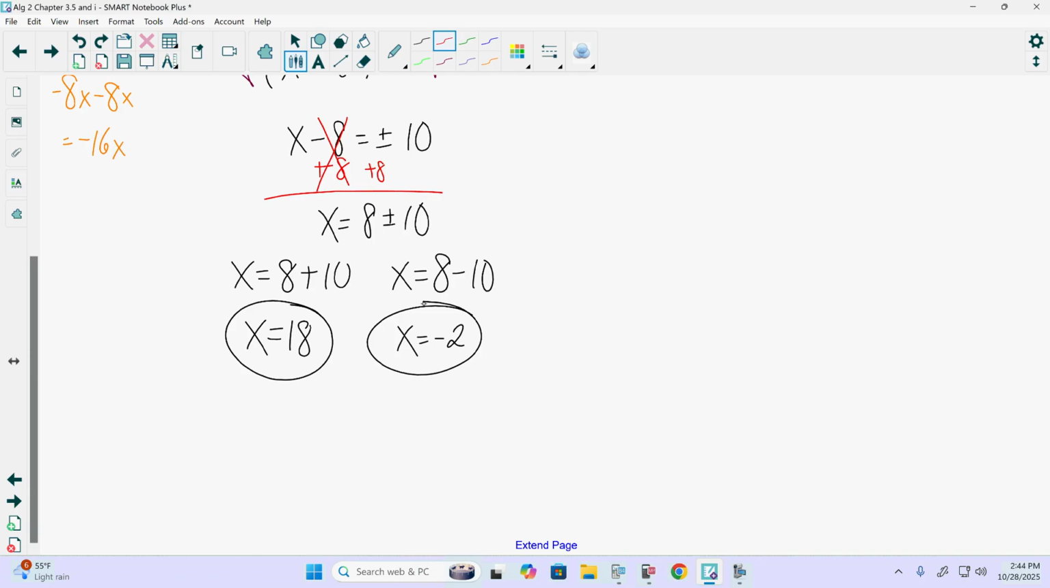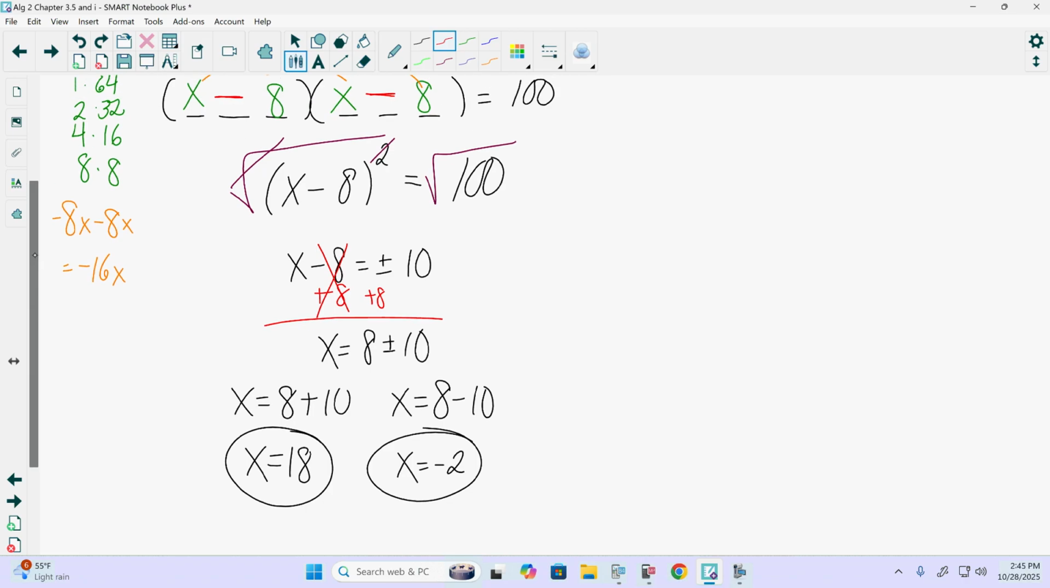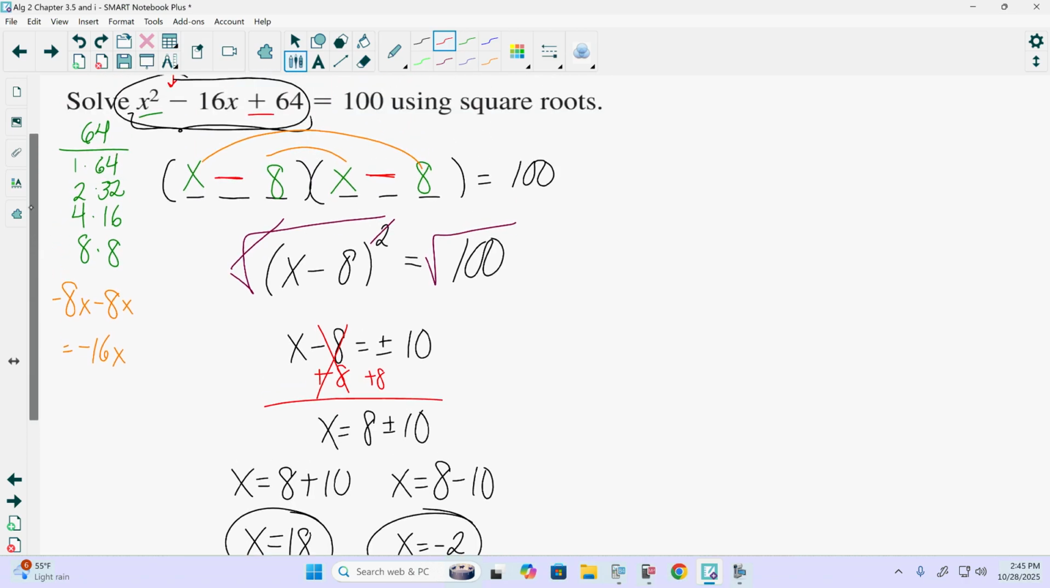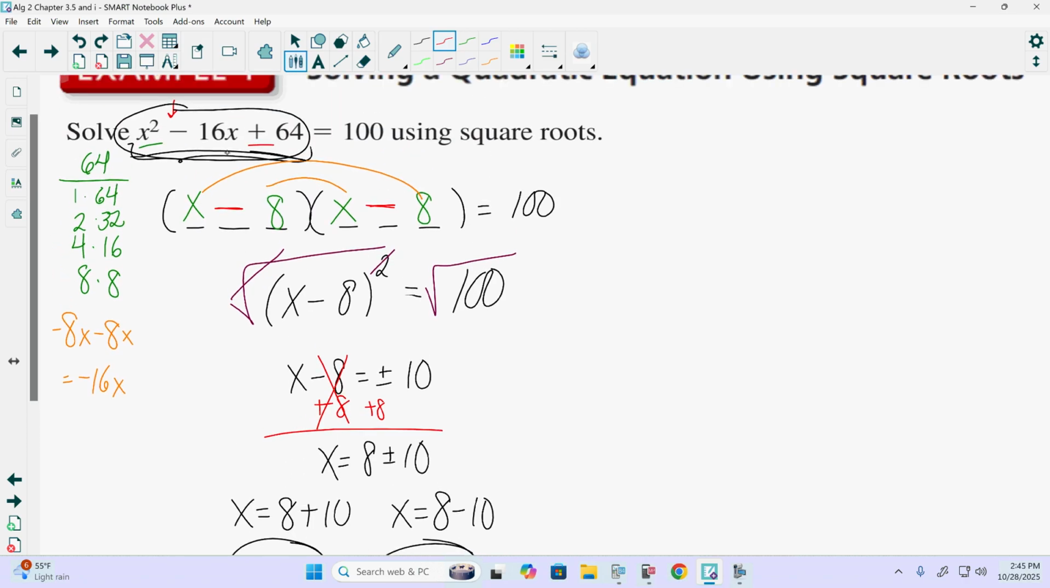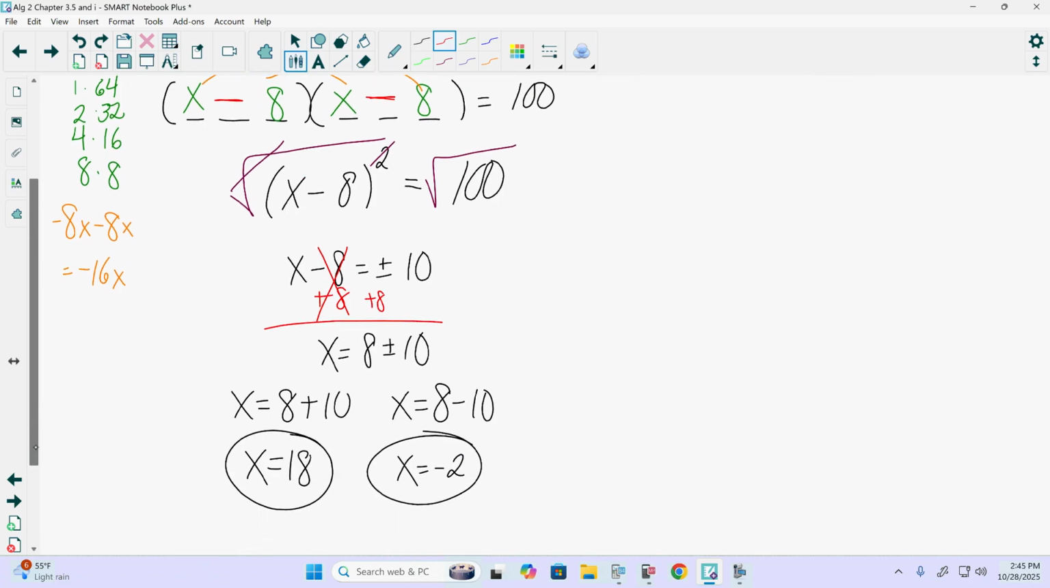They are our solutions. Now this also means that we could have graphed this and factored it because we got integer answers. But the interesting thing is that if we have this perfect square trinomial, we're able to write the x squared minus 16x plus 64, this ax squared plus bx plus c, as a single set of parentheses squared. We can actually do the square root method. Doesn't matter what's on the other side, it will work. Questions on this here?